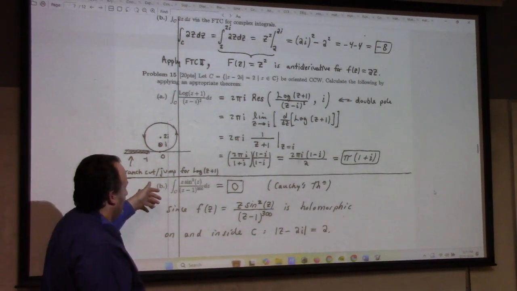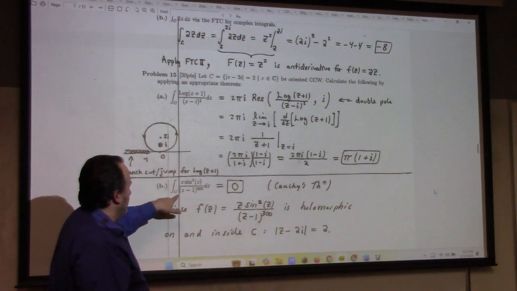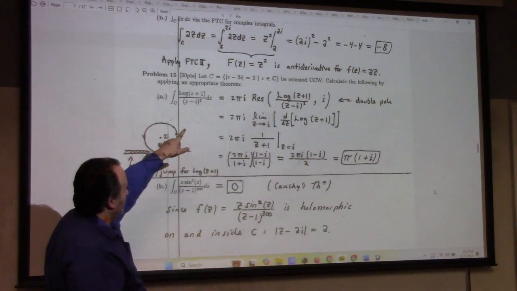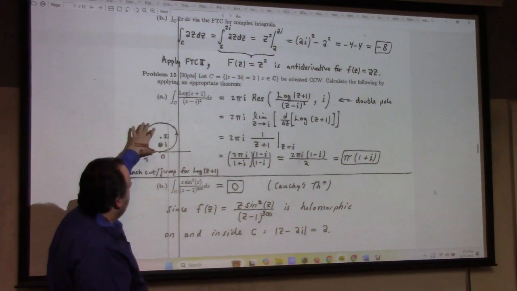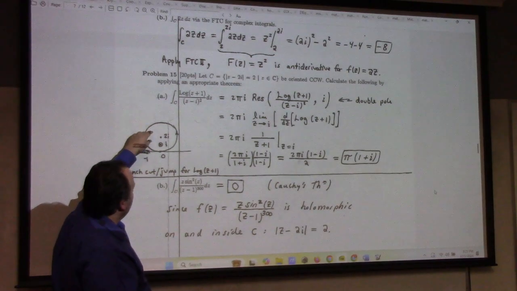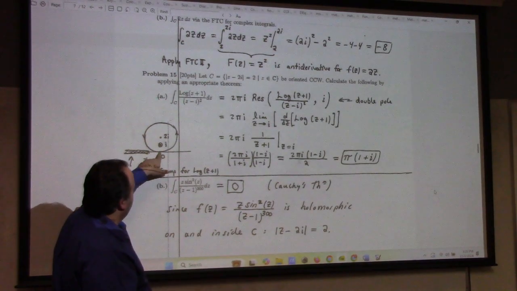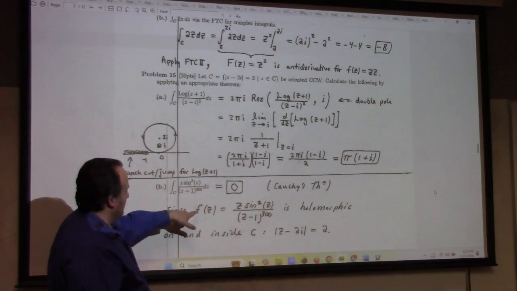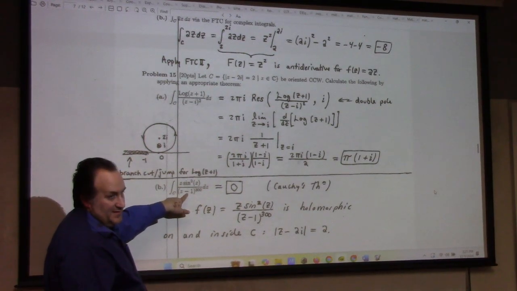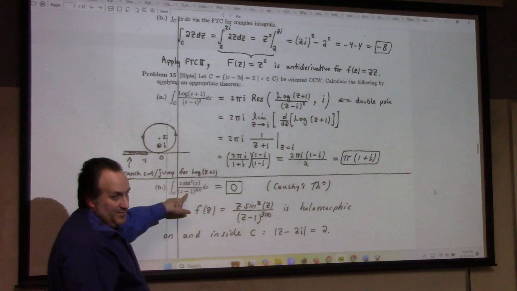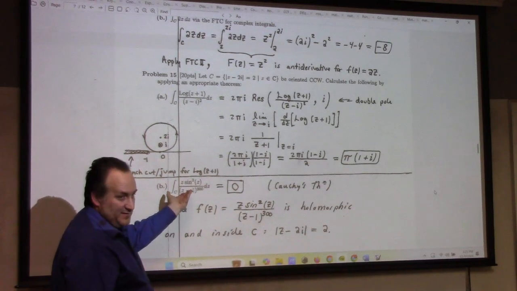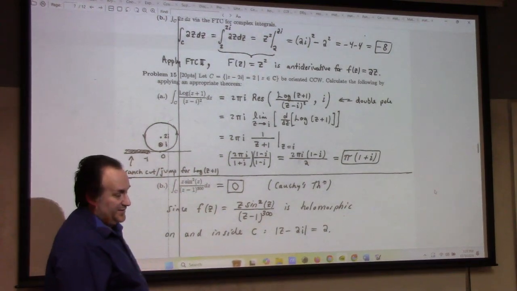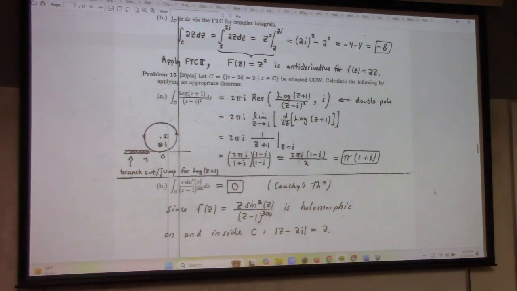This one here, the circle is still the same thing. The thing is, that circle does not have 1 in it. 1 is over here. So this 1 is outside the circle. So the fact that this blows up matters not to us. This function is simply holomorphic on the circle, so the integral is 0 by Cauchy's theorem.